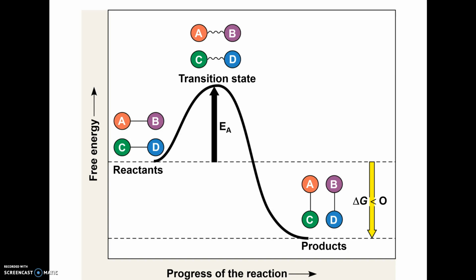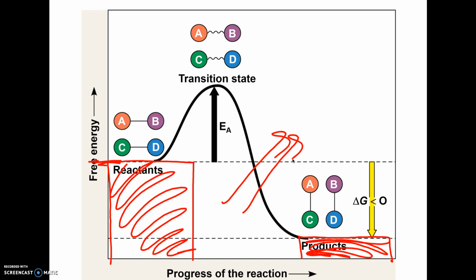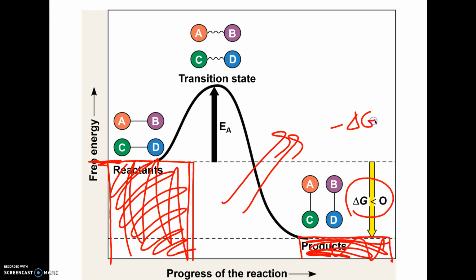So this graph is showing activation energy. If we turn this back into a bar graph again, this is the amount of energy in the reactants. And here is the amount of energy in the products. So energy is released by this reaction. If all we look at is the bars, here and here, that's delta G. And it's a negative delta G. Energy is being released. But in order for the reaction to get started, it needs this kickstart. That's activation energy.